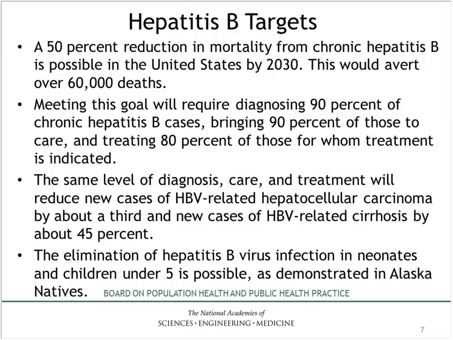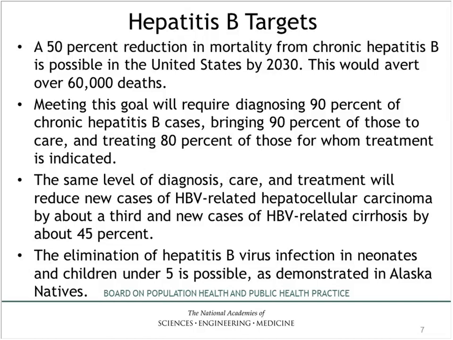The same level of diagnosis, care, and treatment will also reduce new cases of hepatitis B-related hepatocellular carcinoma by about 1/3, and new cases of hepatitis B-related cirrhosis by about 45%. So again, there's potentially a reduction of 60,000 deaths, a 1/3 decrease in liver cancer, and a reduction in Hep B-related cirrhosis by about 45%. That's just with hepatitis B. The elimination of hepatitis B virus infection in neonates and children under 5 is also possible. That wasn't demonstrable in our modeling, but we've seen that because it has been achieved in Alaska natives with interventions that have been done in Alaska.